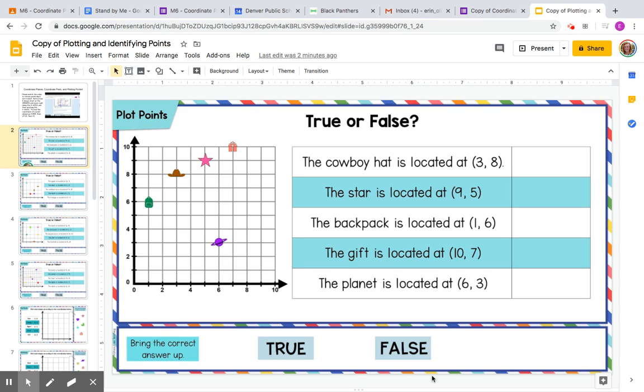So today you guys are doing the same thing you were looking at yesterday. We're trying to find the coordinate or the location of these individual points on our coordinate plane by looking at the x-axis and the y-axis.